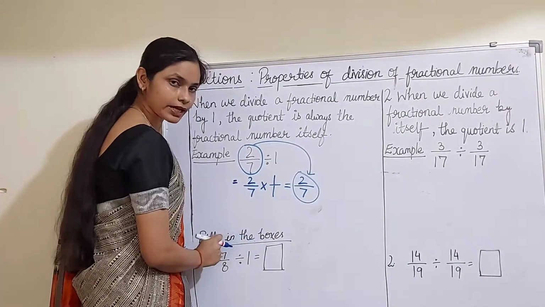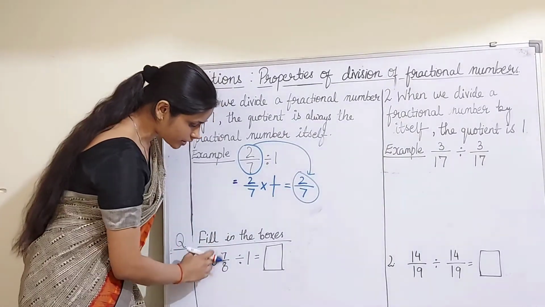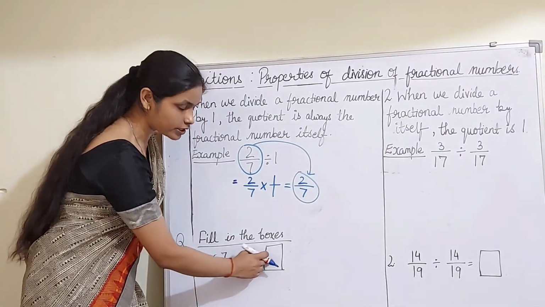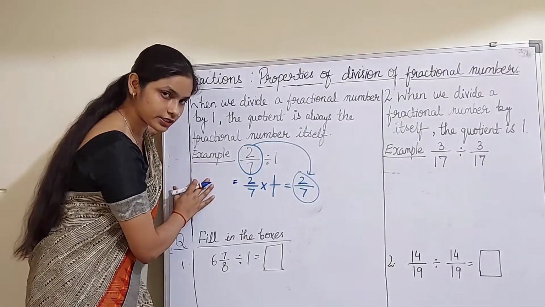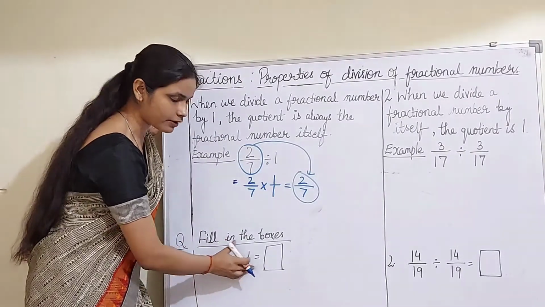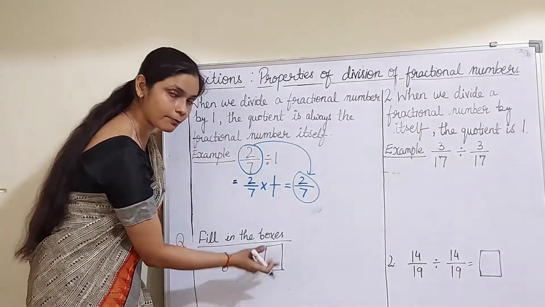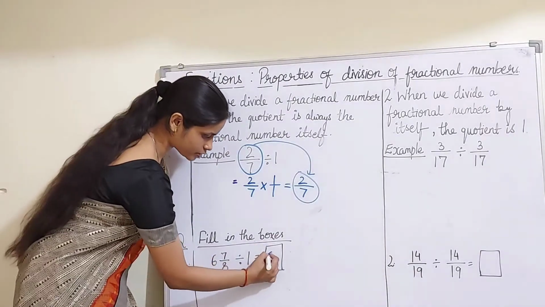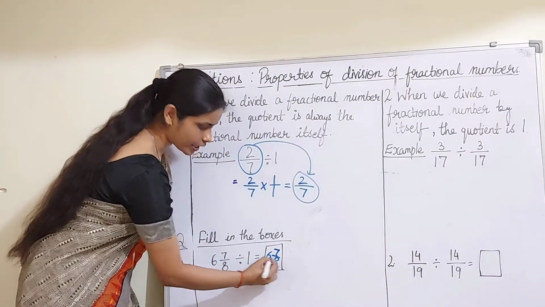Okay, now let us apply this to a question. 6 whole 7 by 8 divided by 1 will give you what? We have just studied this property that any number when divided by 1 gives the number itself as the answer. So here it will be 6 whole 7 by 8.